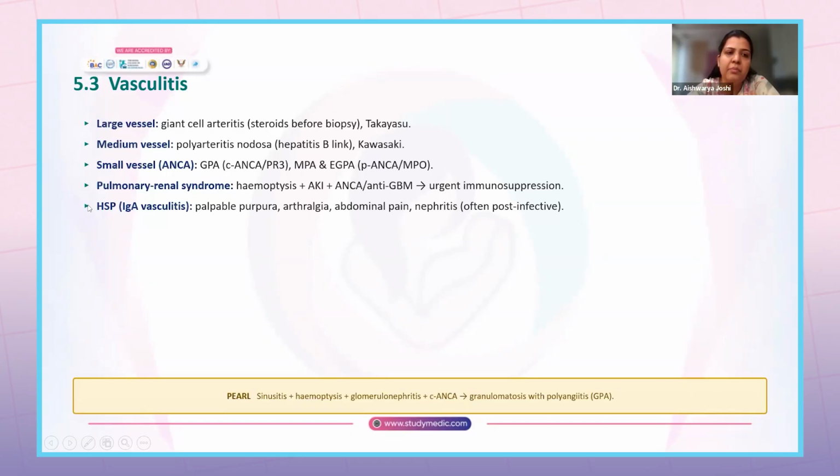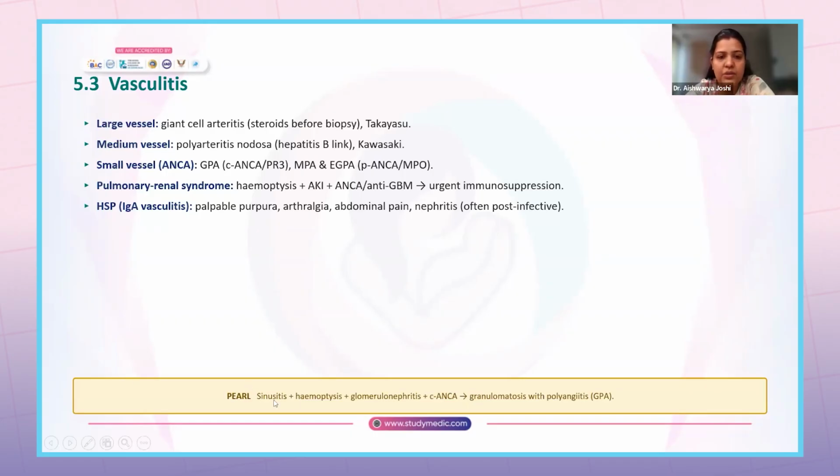Henoch-Schönlein purpura. Remember, this usually comes in young boys. Young boys means between 15 to 25 years or 15 to 30 years you can take for our examination purpose. It presents with palpable purpura, arthralgia, abdominal pain and nephritis. And IgA vasculitis occurs after 1 to 2 weeks of an infection. Remember, between 15 to 30 years, young boys, and in exams they will usually give a scenario where there is a palpable purpura on the thigh. It will always be a scenario where there is palpable purpura on the thigh.